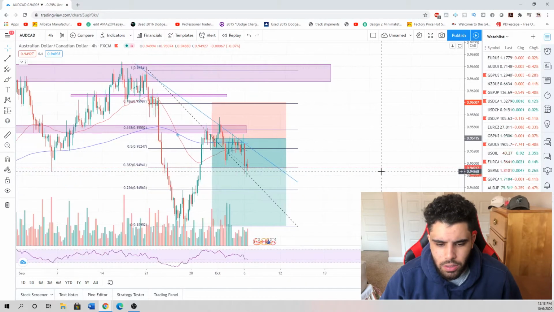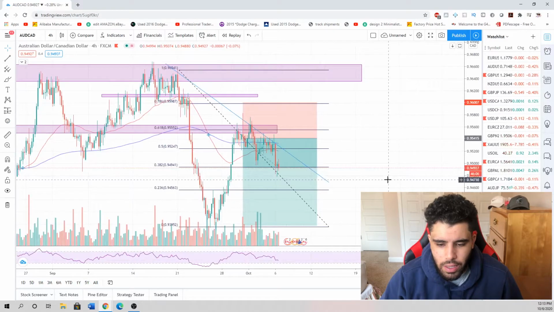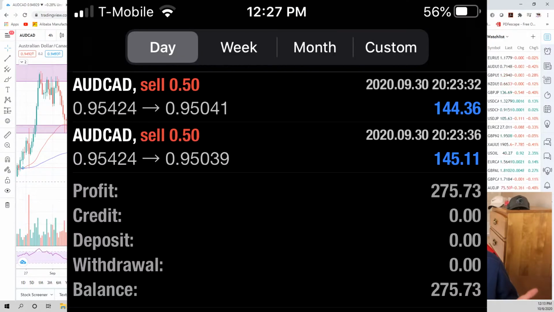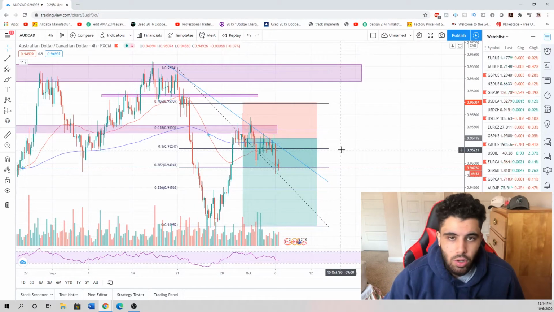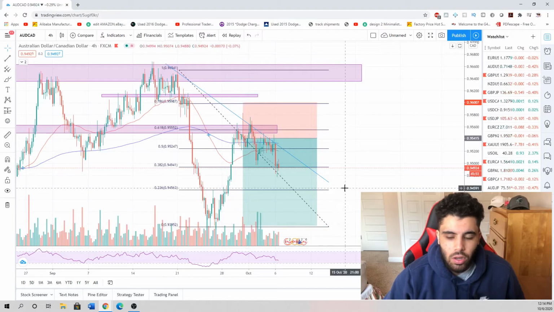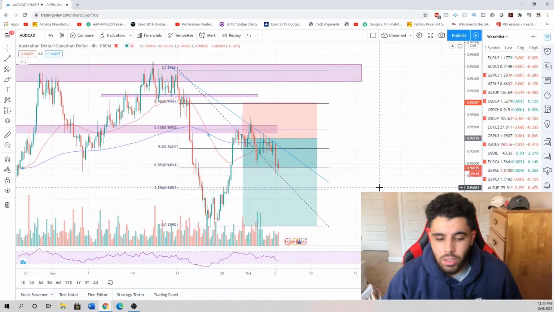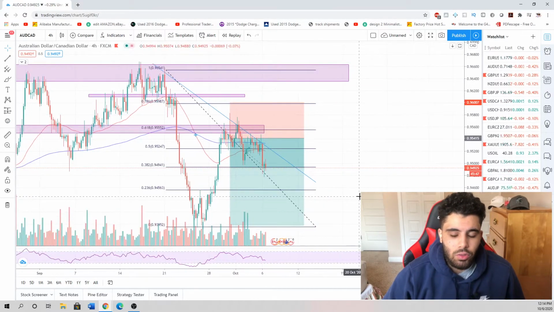Now, I did place this trade, I think, last week, and that's the only trade I placed, and I just let it run. So in about 1 week, I made $275, and I didn't have to do anything at all, really. I was able to go to work. I was able to do my schoolwork, all that stuff, and still make money. That's the beauty of swing trading.